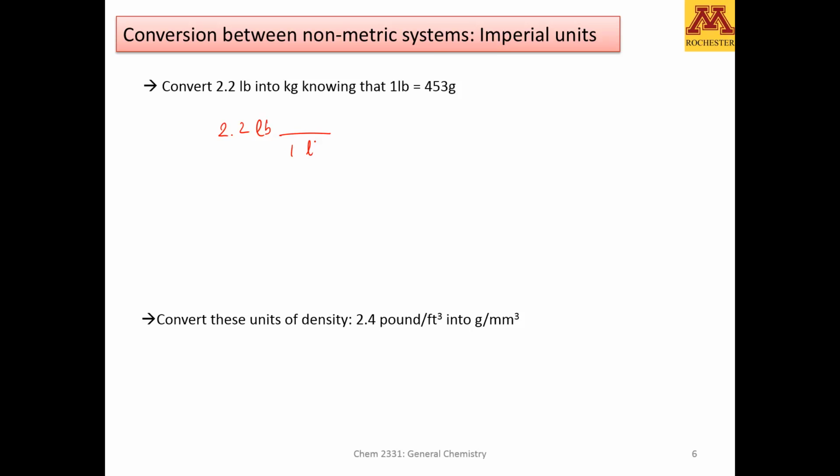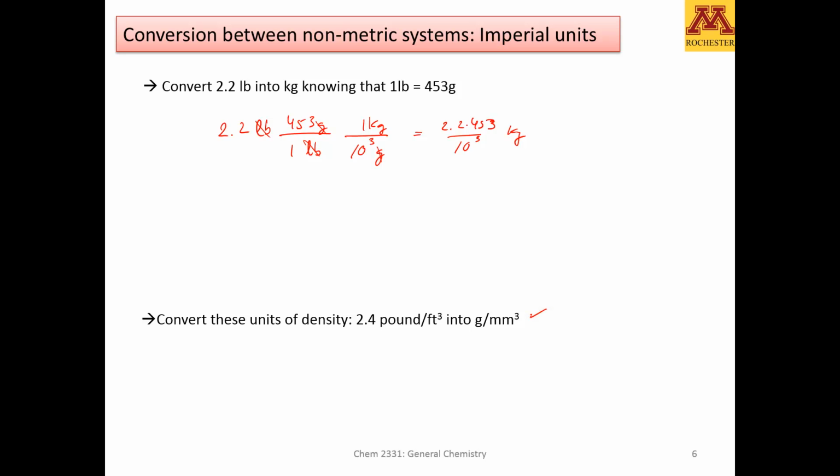What we know, however, is that 1 pound is 453 grams. But we're not done yet. We need to convert grams into kilos. We know that 10 to the 3 grams is 1 kilo. So notice gram and gram go away, pound and pound go away. We may need a calculator to do this: 453 divided by 10 to the 3. And that's kilos. Okay, hopefully that's not too complicated.